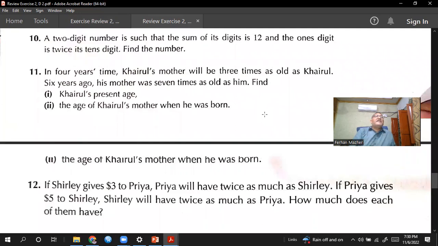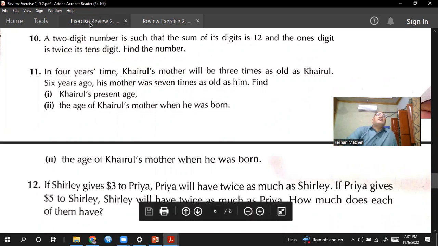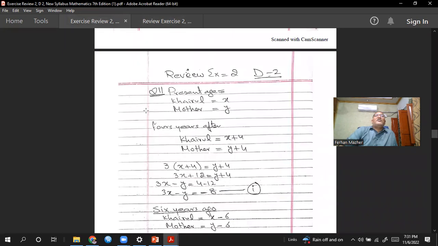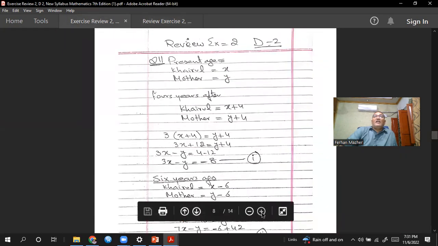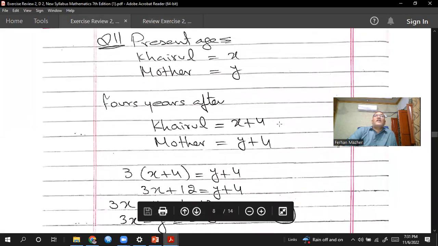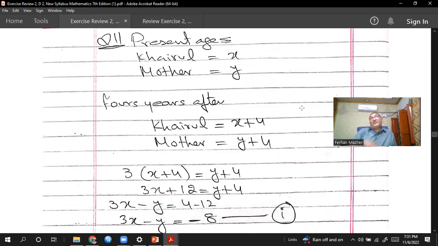So after 4 years, Carol's age will be X plus 4, and his mother's age will be Y plus 4. He says in 4 years' time, Carol's mother will be 3 times as old as Carol. So the mother's age after the 4 years will be 3 times Carol's age at that time. Let me show you. The present age of Carol is X, the mother's age is Y.